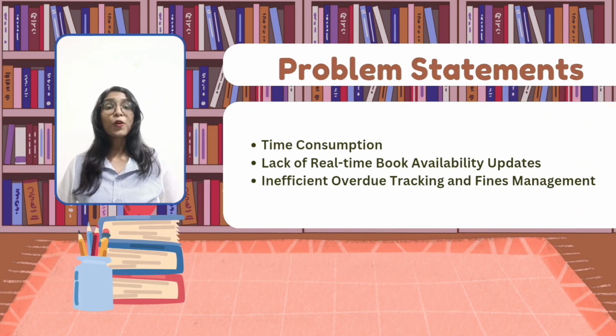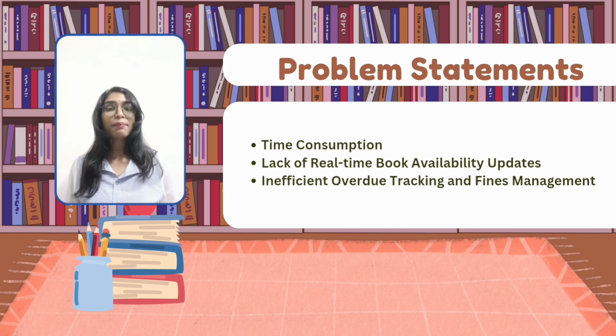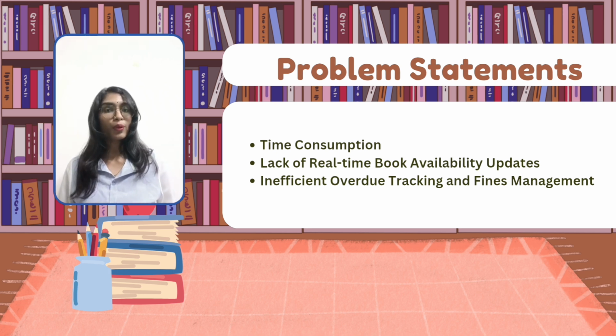So now I'm going to talk about the problem statement. The manual book borrowing process takes time, causing delays and long waiting periods. There's also no real-time book availability update, leading to frustration. Additionally, overdue tracking and fines management are inefficient, resulting in loss of revenue and difficulty retrieving overdue books.